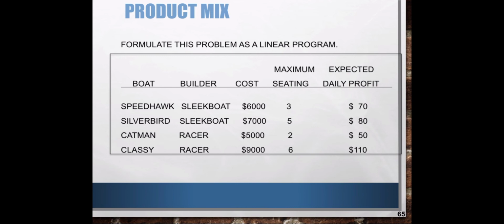The maximum seating capacity for Speedhawk is 3, for Silverbird is 5, for Catman is 2, and for Classy is 6. The expected daily profit for Speedhawk is $70 and for Silverbird is $80. For Catman it is $50 and for Classy it is $110.